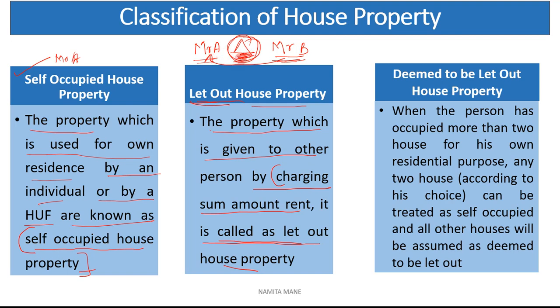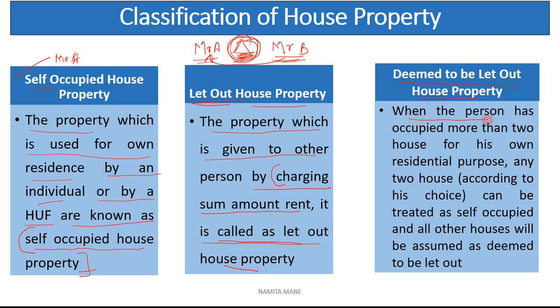A is living in this house, then it will be called self occupied house property. But here he is giving the house to B to live in, to stay in that house. So from this house he is generating some type of income. So that's why this house will be called let out house property. Clear?